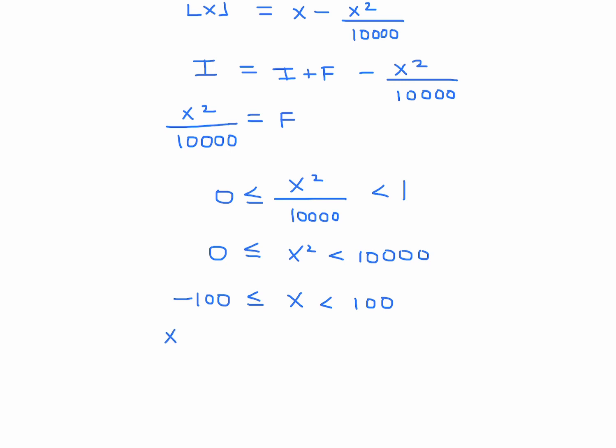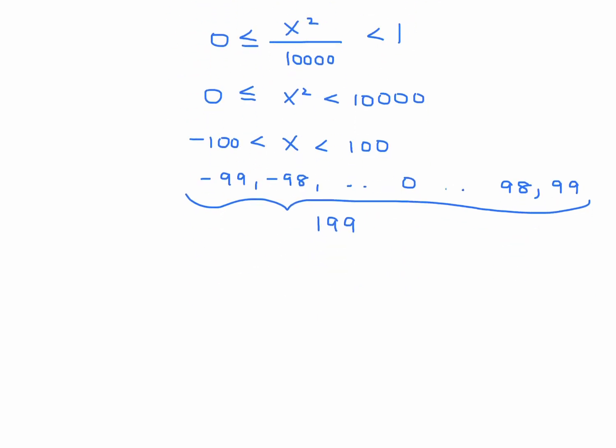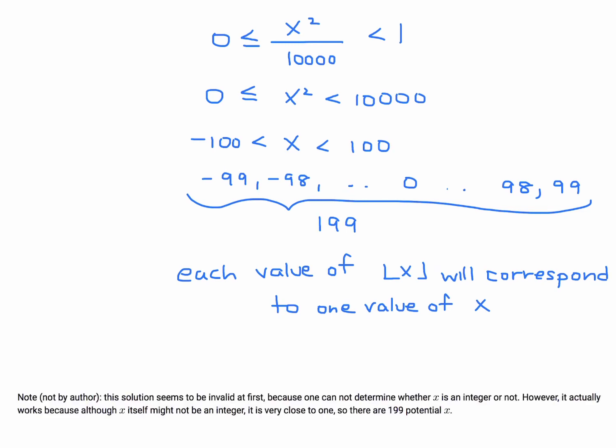And therefore, x could be minus 99, minus 98, dot, dot, dot, all the way to 0, and then dot, dot, dot, all the way up until 98 to 99. Now that gives me, if you count up those integers, 199. And for each value of x bracket will correspond to one value of x.